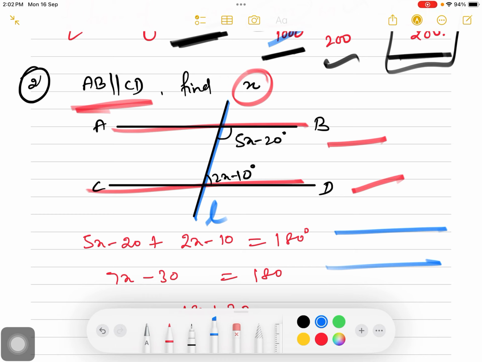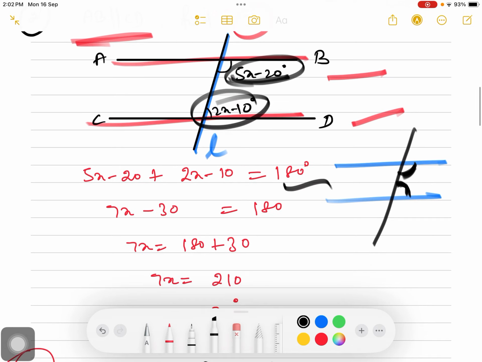Whenever two lines are parallel and one transversal is there, you know the sum of these two angles is 180. You can say these are co-interior angles, and they are always supplementary. That means their sum is always 180. So this angle plus this angle equals 180.